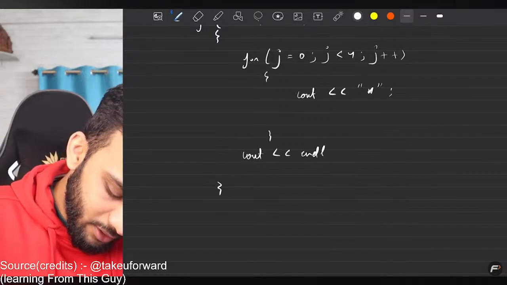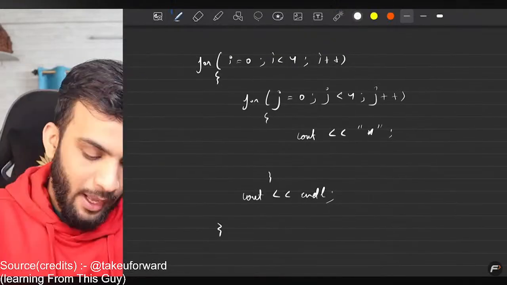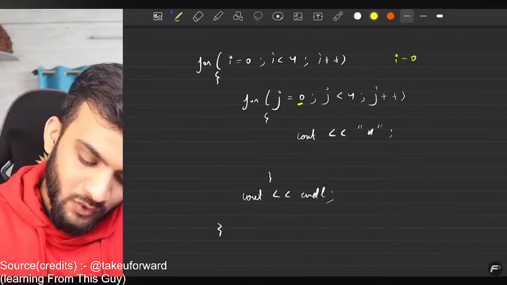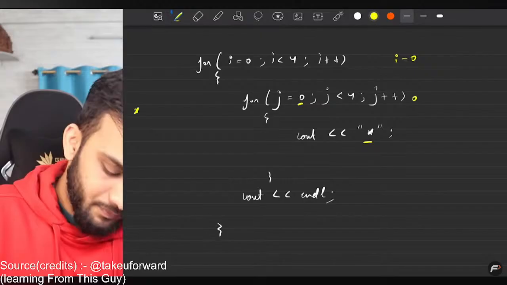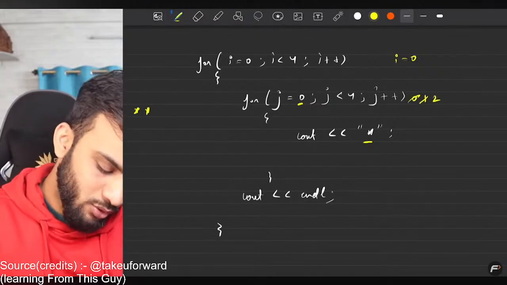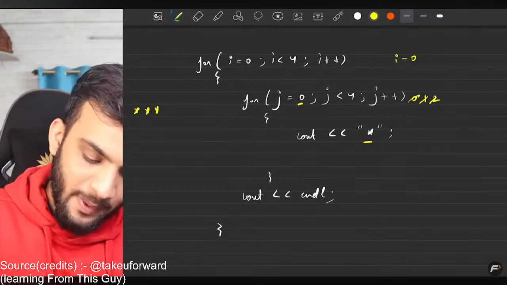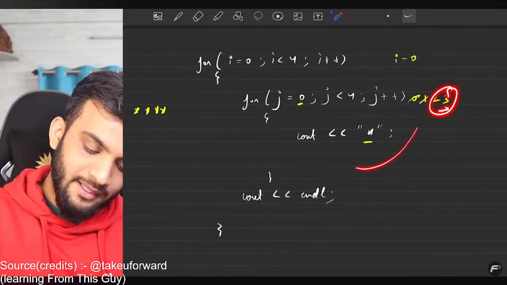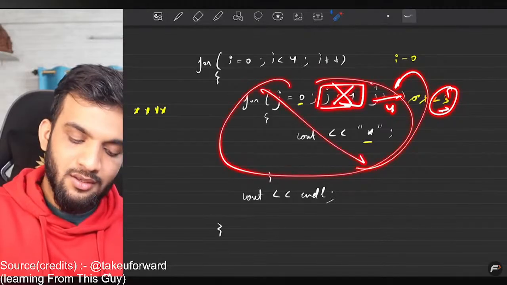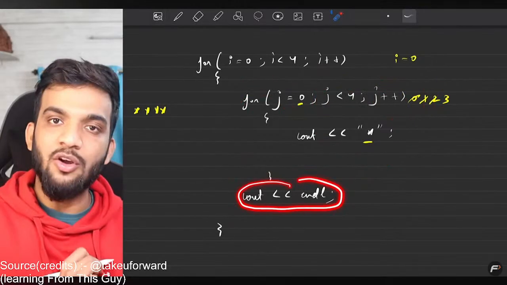Now let's do a typical dry run. Let's see what happens. For the first time, i is 0. Whenever i is 0, j is 0, goes and prints the star. Then comes back, j is 1, prints the star. Comes back, j is 2, prints the star. Comes back, j is 3, prints the star. Once j is 3 and it comes back, j becomes 4, and this condition is false, and this for loop is done. Now it goes to cout endl, so that means it goes to the new line.